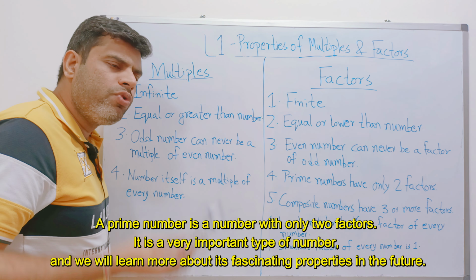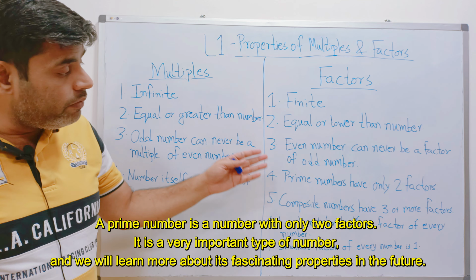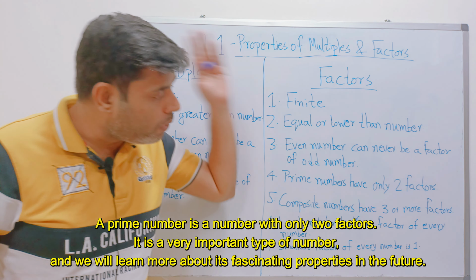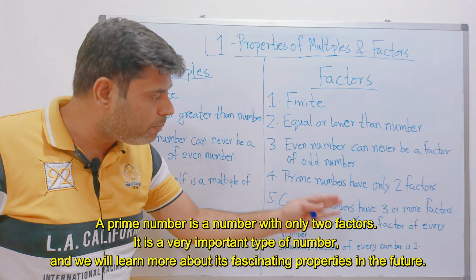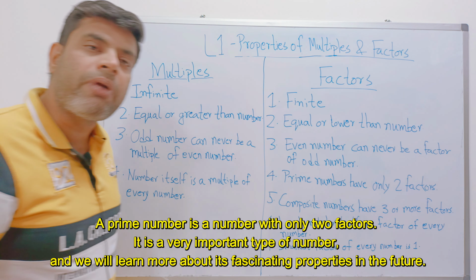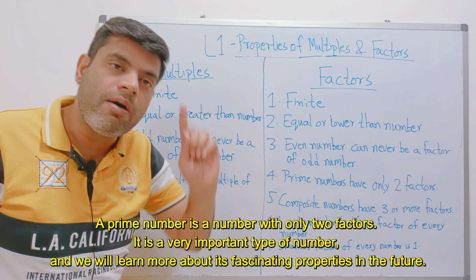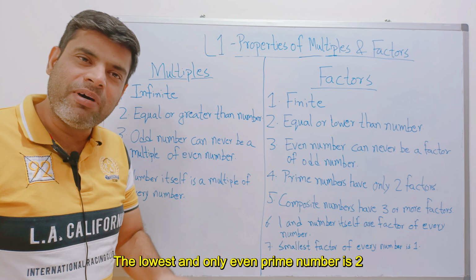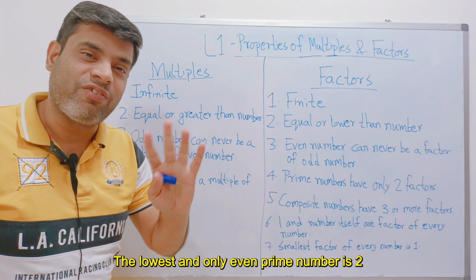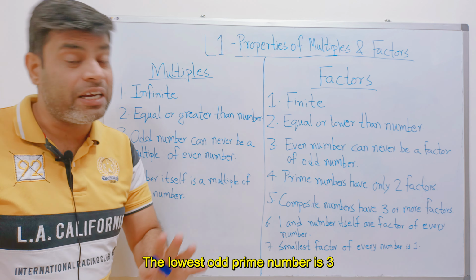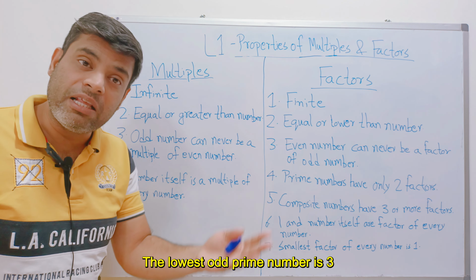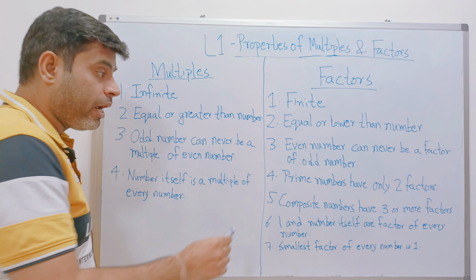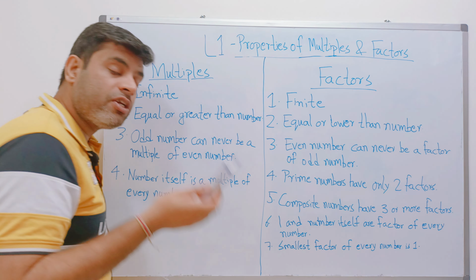Fifth, prime number, a beautiful concept in mathematics, a very important part of number theory, which has always fascinated mathematicians. The definition of prime numbers comes out of the factors: the number which has only two factors. The lowest even prime number is 2, because it has only two factors, 1 and 2. The lowest odd prime number is 3. It has two factors, only 1 and 3. There are many other prime numbers like 5, 7, 11, 13, 17 and so on. So the prime number definition comes because of the factors, the numbers with only two factors.